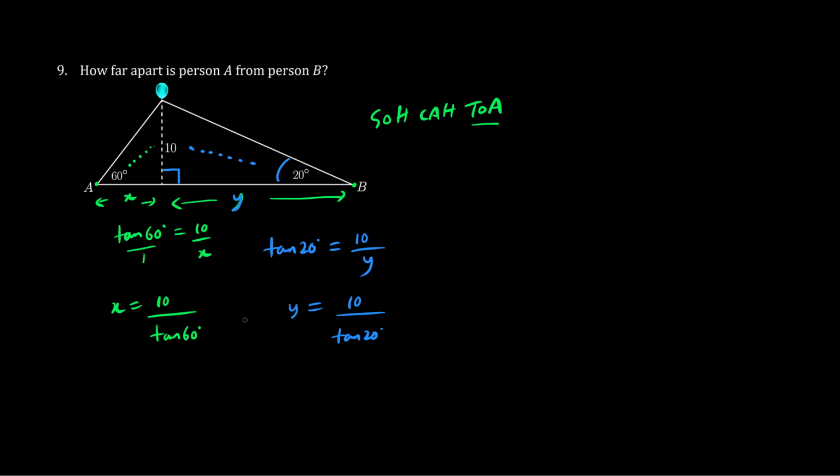So the final answer is simply x plus y. That's how far you're standing apart, which would be this plus this. And if you use your calculator to get a decimal answer, x plus y is approximately 33.2.